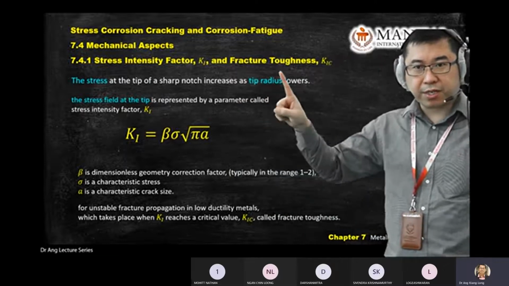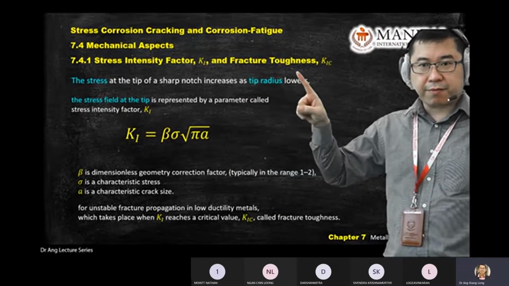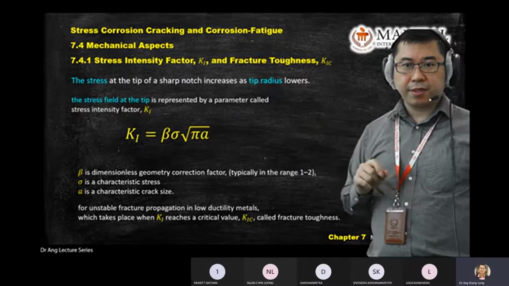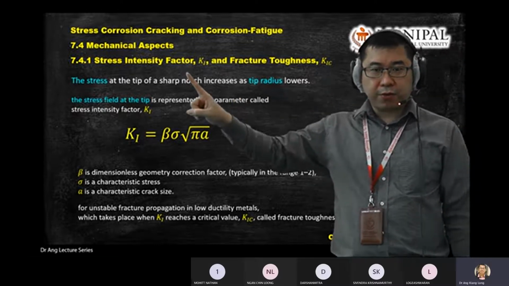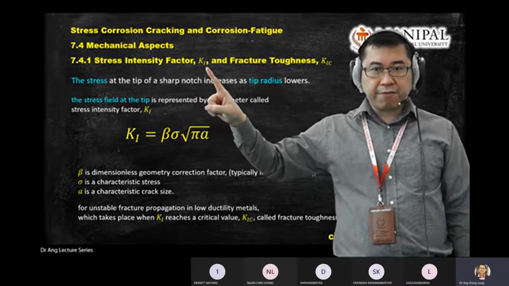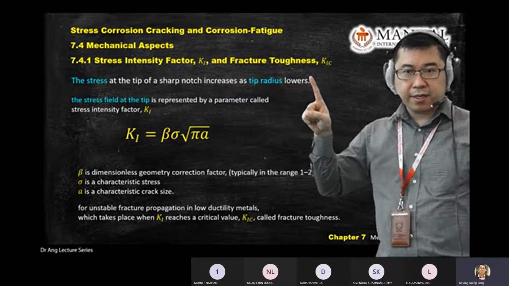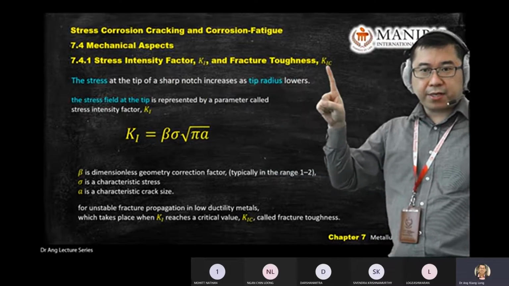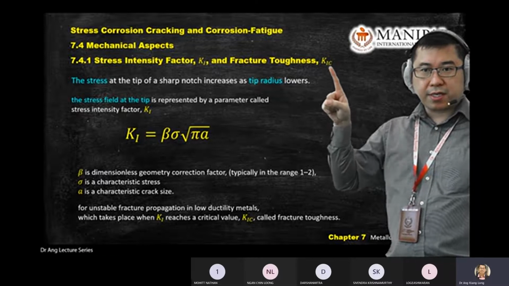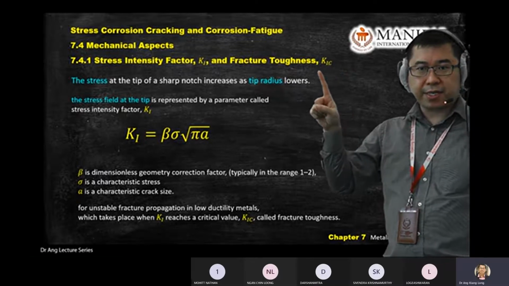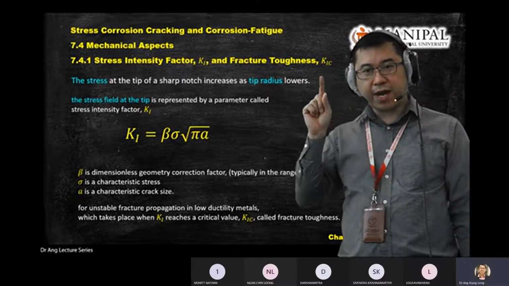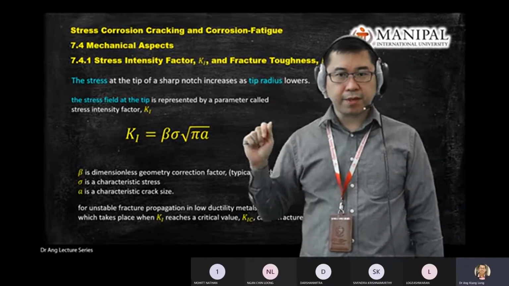Another one is fracture toughness, K sub IC. If you compare the symbols, stress intensity factor K sub I, fracture toughness K sub IC, meaning K sub IC deals with the critical value.